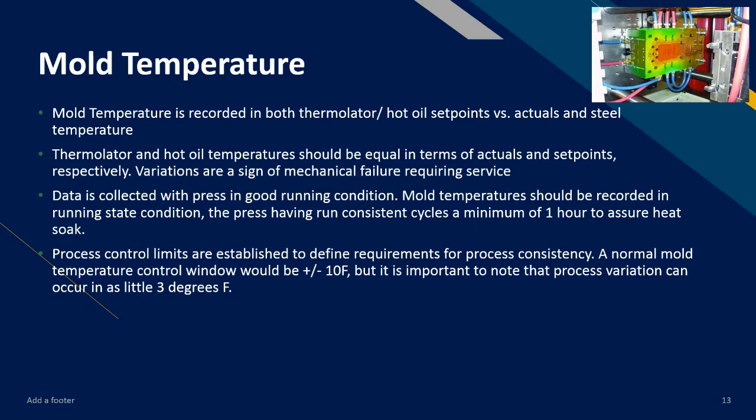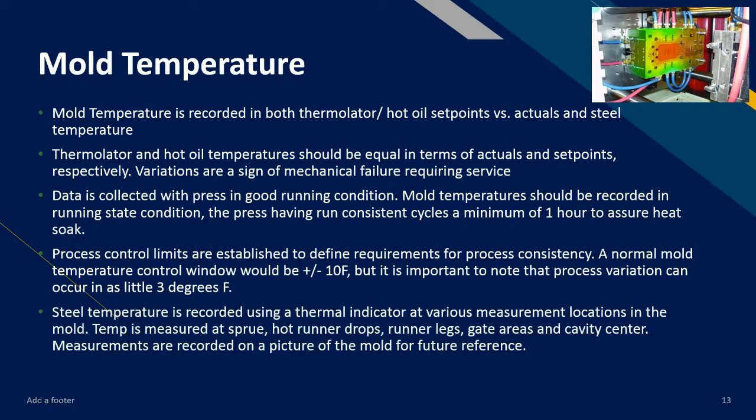Now, process control limits are established to define requirements for process consistency. A normal mold temperature control window would be plus or minus 10 degrees, but it's important to note that process variation can occur in as little as 3 degrees Fahrenheit.